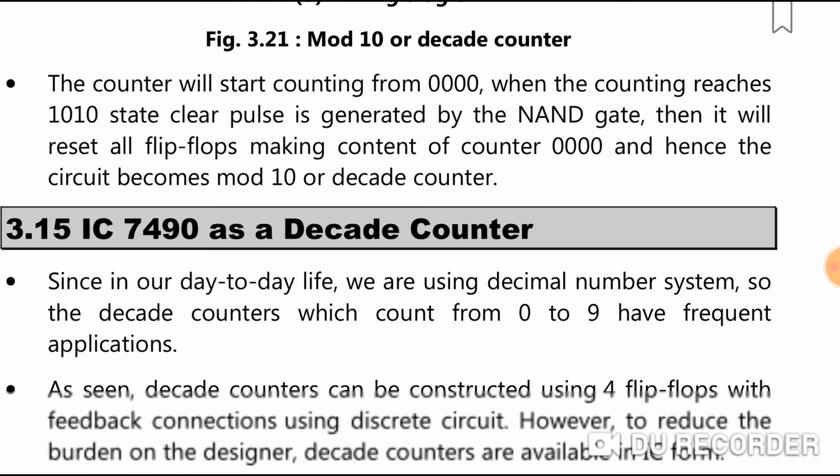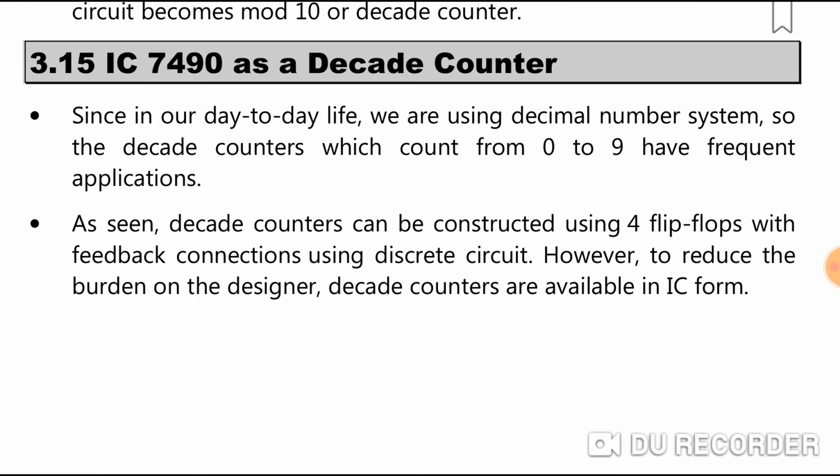The counter will start counting from 0000. When the counting reaches the 1010 state, a clear pulse is generated by the NAND gate. Then it will reset all flip-flops, making the content of the counter 0000, and hence the circuit becomes a mod 10 or decade counter. Now the decade counter is available in the form of an IC.